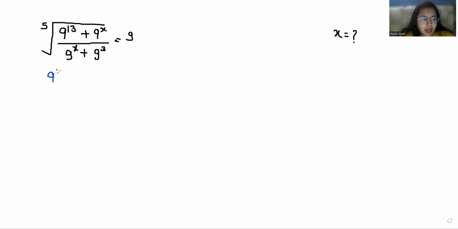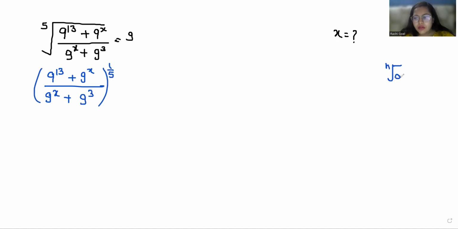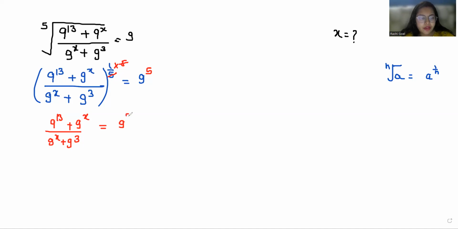So we can write this as ((9^13 + 9^x) / (9^x + 9^3))^(1/5), because nth root of a we can write as a^(1/n), is equals to 9. To eliminate this power, I am going to raise both sides to the power 5. So we can cancel out this. And what is left? (9^13 + 9^x) / (9^x + 9^3) is equals to 9^5.